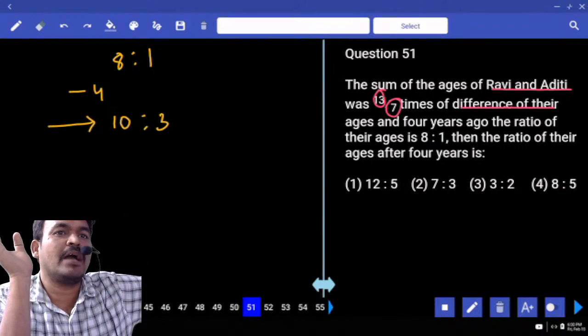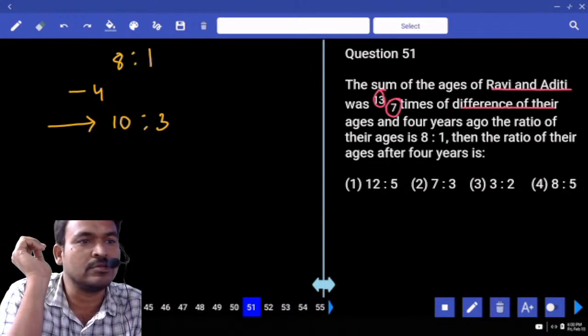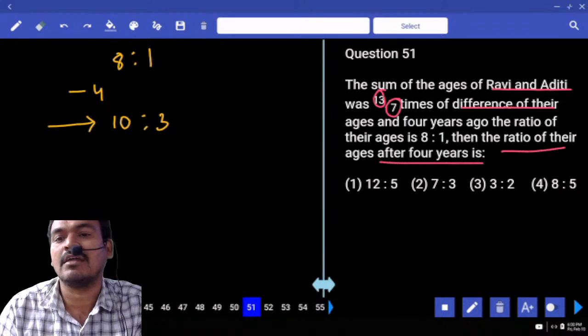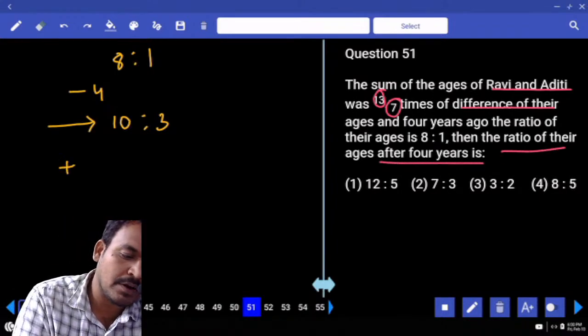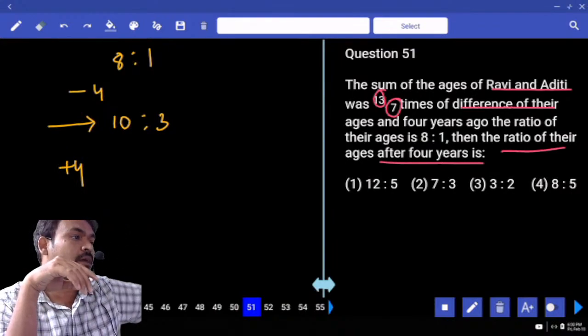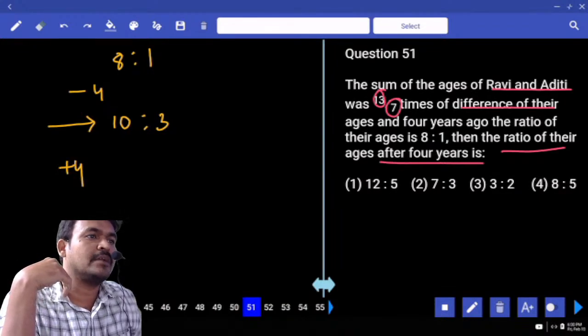Means 4 years back, what was the ratio? 8:1. At present the ratio is 10:3. But we are required to find the ratio of their ages after 4 years. 4 years back, how many parts? 8 parts. At present, 10 parts. How many parts are increased?